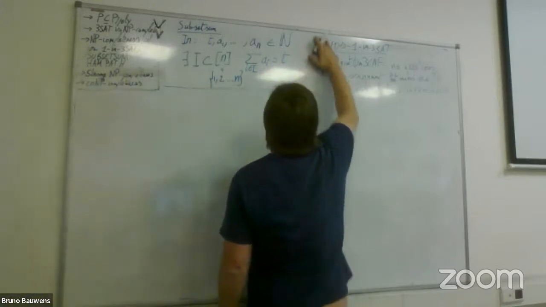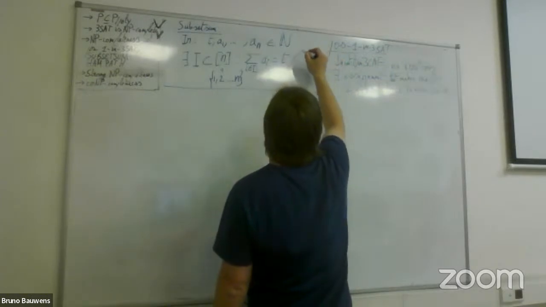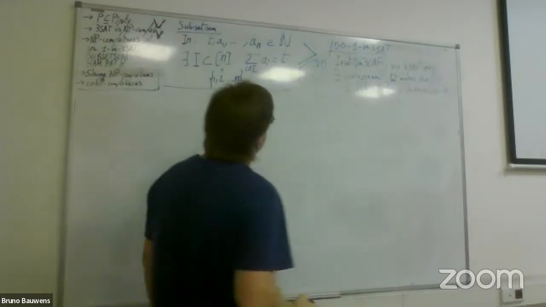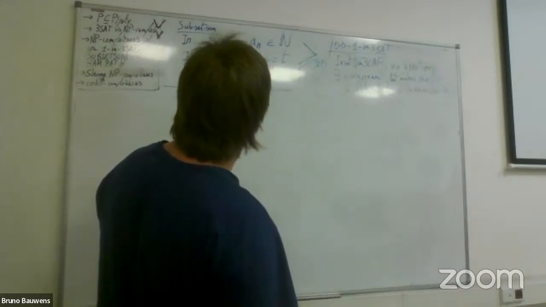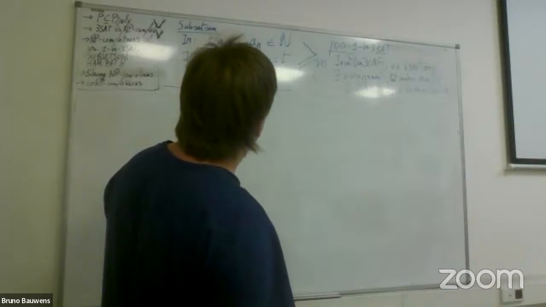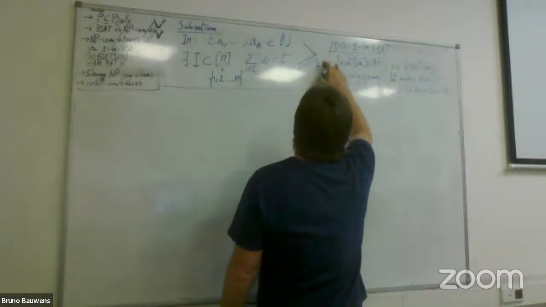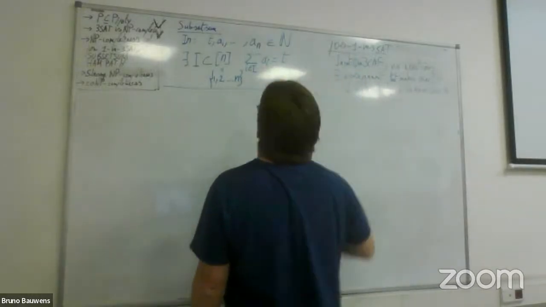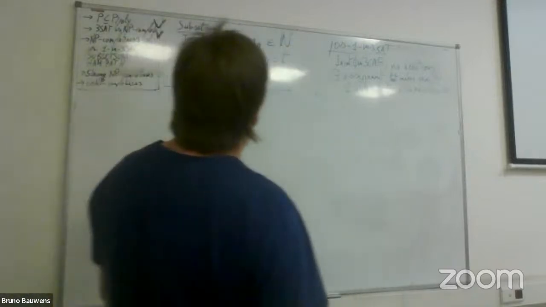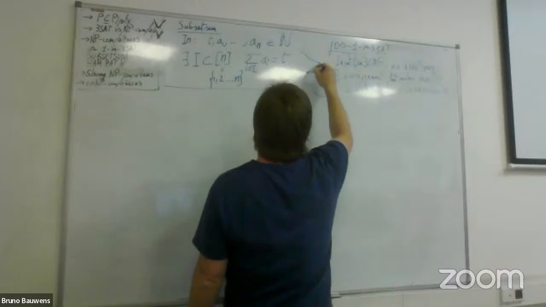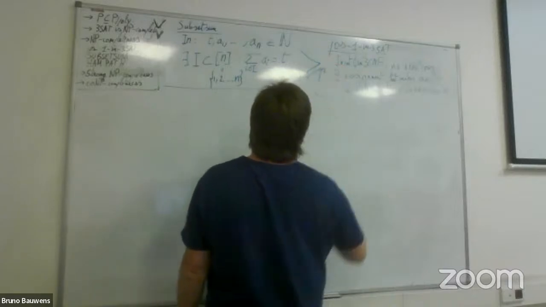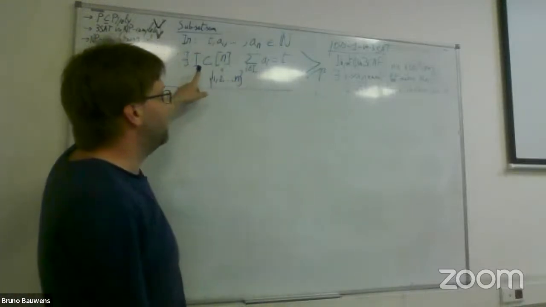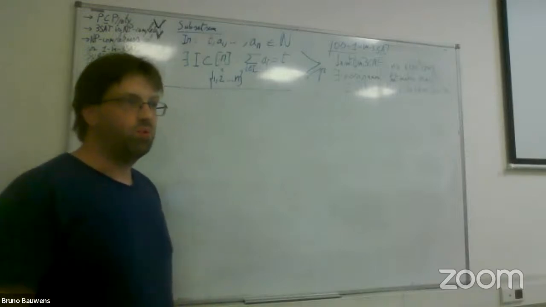And now we want to reduce from positive 1-in-3 SAT. T is also input. I want to make sure of the direction: subset sum is harder. Yes, that's right. So we want to reduce positive 1-in-3 SAT to subset sum, and this is a nice proof.